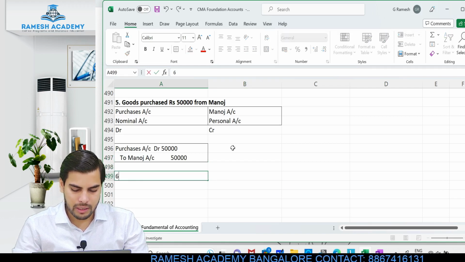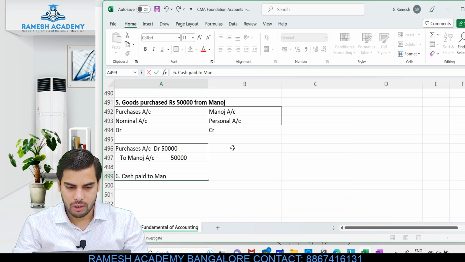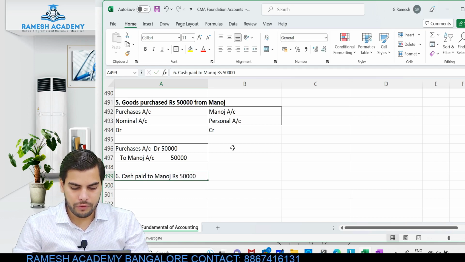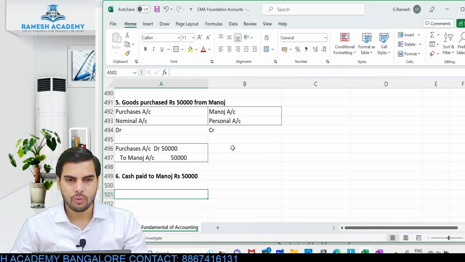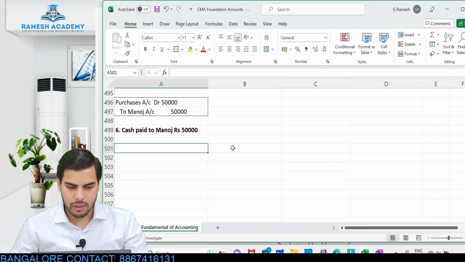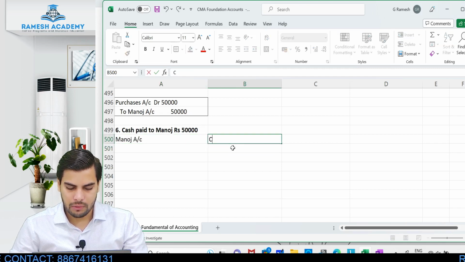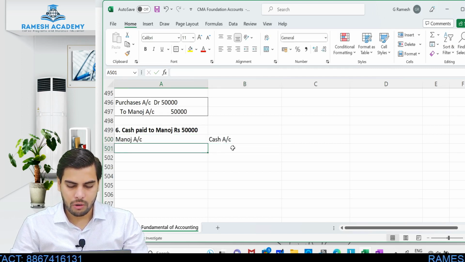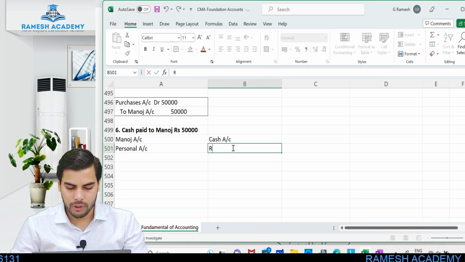So the next transaction, let's say: cash paid to Manoj, rupees 50,000. So 50,000 of cash I'm paying to Manoj. What would be the entry in this case? Yes, what are the two accounts which will get affected? Here, don't you think cash is involved? So the two accounts which will get affected would be Manoj's account and the cash account. Manoj account, you already know, is a personal account. So it is personal in nature. And what about cash? This would be real in nature.